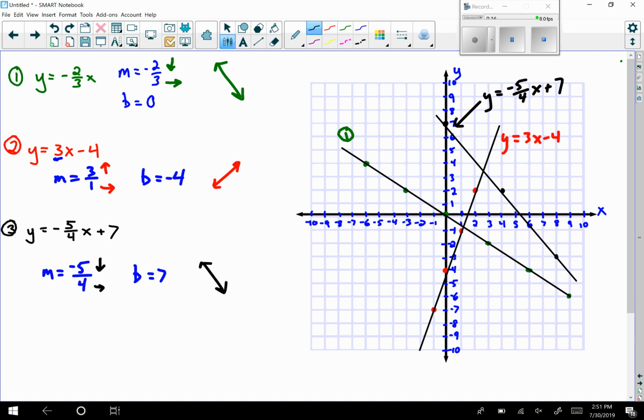I will be making another video just showing you how to rewrite equations in slope-intercept form, because not everything will be given to us in that form.